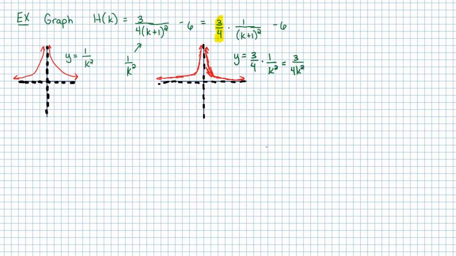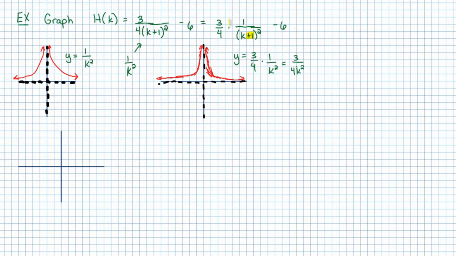Now the next one I have to put in here is, reading from left to right, that plus 1. So I want to put in the plus 1 now. So let's go ahead and try to figure out what that plus 1 does. Let's see, it's on the inside of the function, so that means that it's going to shift things left and right. The plus 1, I know you want to think it shifts to the right because that's the positive direction, but remember, everything that happens on the inside of the function goes the opposite direction of what you would think, so this is going to shift to the left 1 unit.